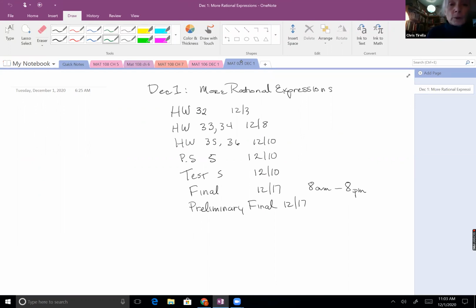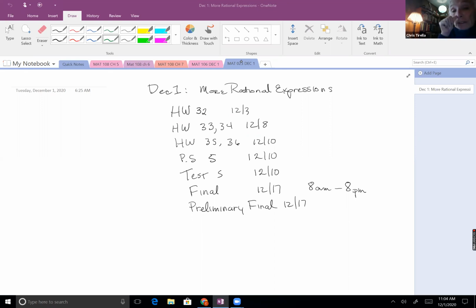So homework 32 is due next class. I believe that's the assignment on simplifying fractions, simplifying rational expressions, the definition of rational expressions, remembering that they're undefined when the denominator is 0. 33 and 34 are what we're going to look at today: multiplying, dividing, adding, and subtracting those algebraic fractions.